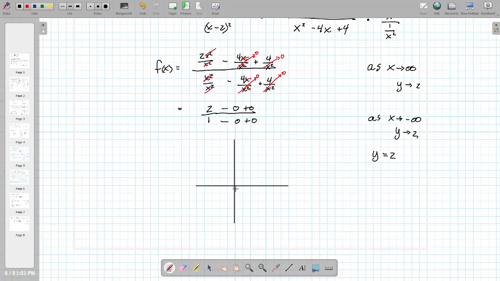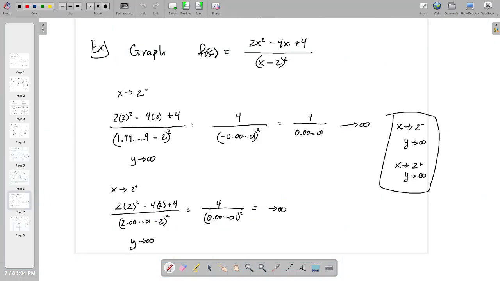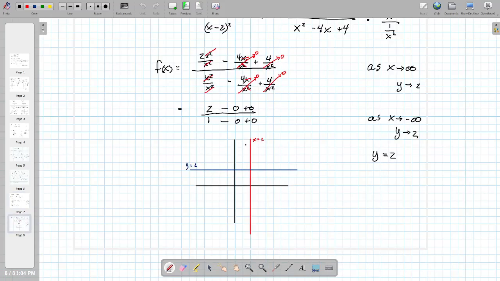I'm going to graph my vertical asymptote in red, and my vertical asymptote was at x equals 2. And I'm going to graph my horizontal asymptote in blue, and that's at y equals 2. Now, our graph, which will be in black, we know from the previous page that as x approaches 2 from the left, y is going to infinity. And as x approaches 2 from the right, y is also going to infinity. So if we approach 2 from the left, our y value is going to infinity, and if we approach 2 from the right, our y value is going towards infinity.